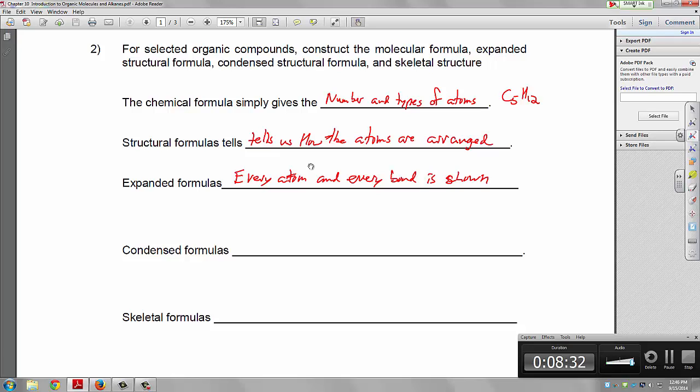So for C5H12, 1, 2, 3, 4, 5, we would show every carbon and every hydrogen. This is pentane, which is beyond the scope of this question, but I'm just going to write here pentane. Okay. A condensed structural formula only shows the carbons and what is attached to them.